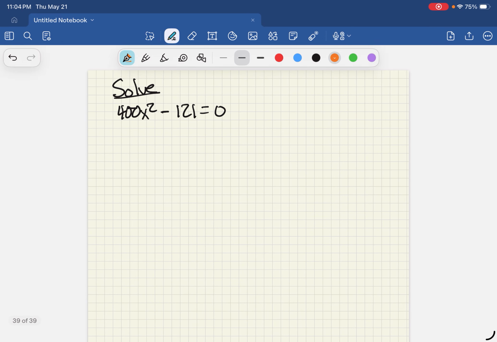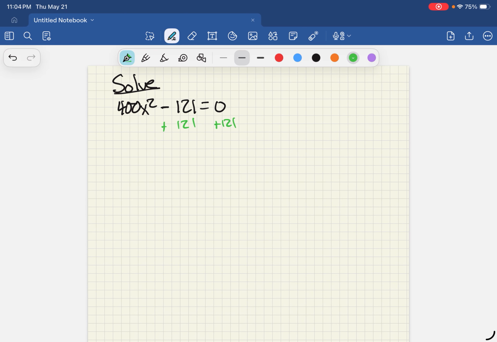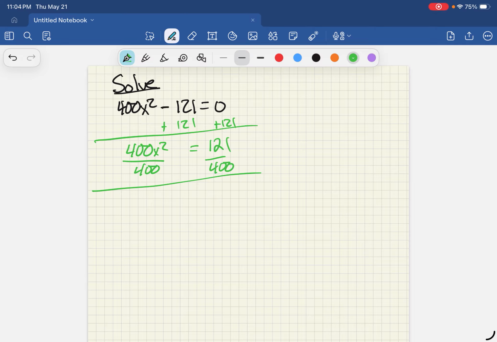There is one more type of problem that I want you to be able to do. Once again, our first step is to get x squared by itself. So I would do my inverse operation of adding 121 to both sides. I would go and divide both sides by 400, and 121 divided by 400 gives me 0.3. Now, I've spent a lot of time saying, hey, we don't like decimals.